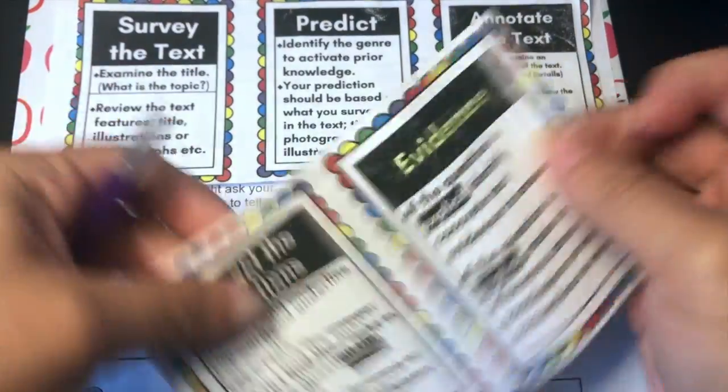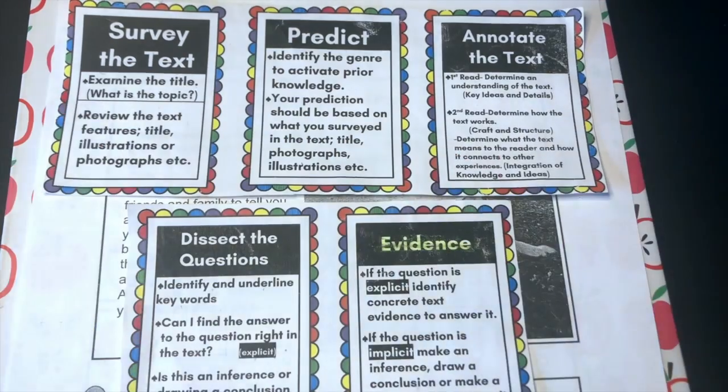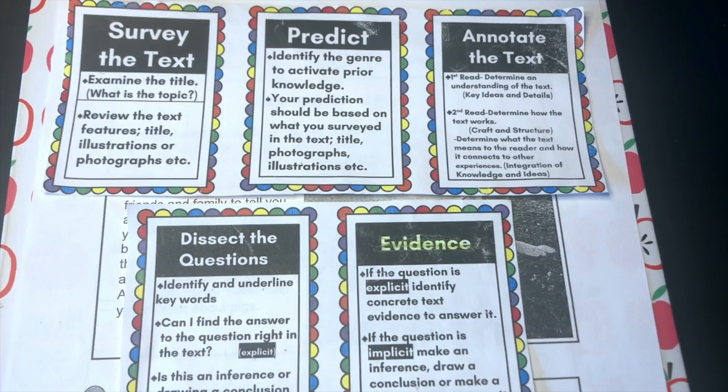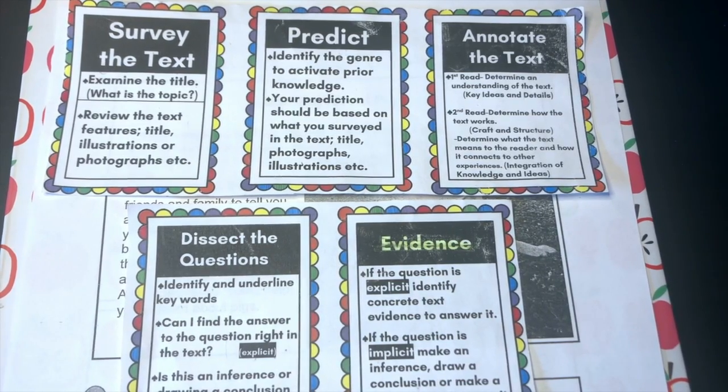So you know what I do. I always review the SPADE strategy. All right. First, we're going to survey the text. We're going to look at the title, if there's any text features like photographs or illustrations. And then after we do that, we're going to identify the genre to activate prior knowledge and create a prediction. Okay? After we've done that, we're going to annotate the text.